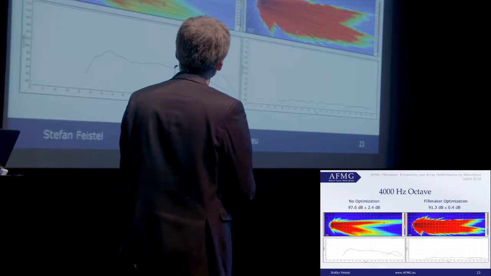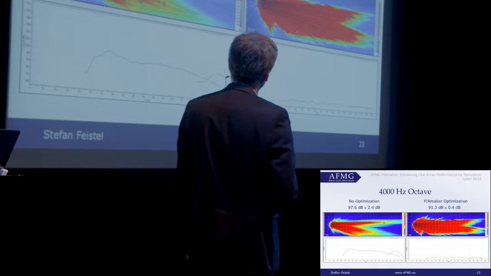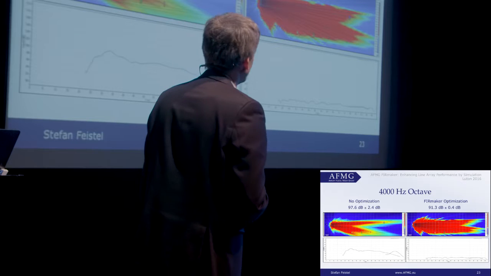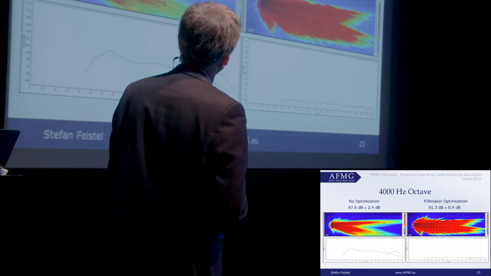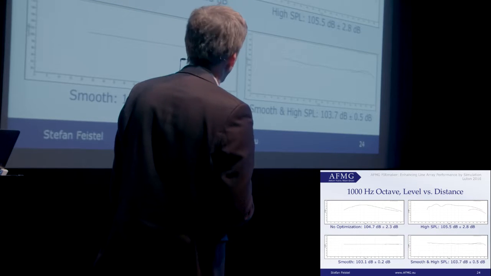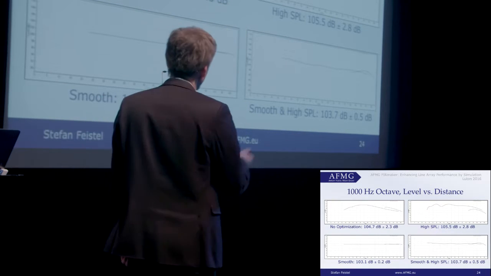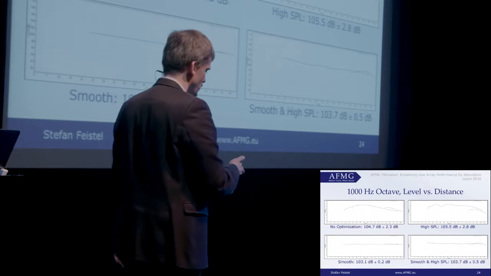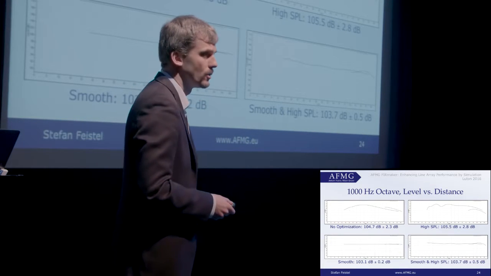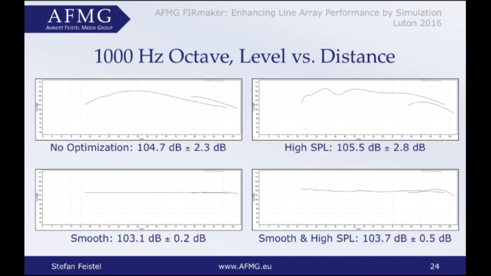Okay, now we've lost level in basically all octave bands. What does it mean? Maybe we shouldn't optimize for high uniformity only, but consider level as well a little bit more. And this can be done by means of the tools that I've shown earlier, by adjusting the balance between the different aspects of the objective function.